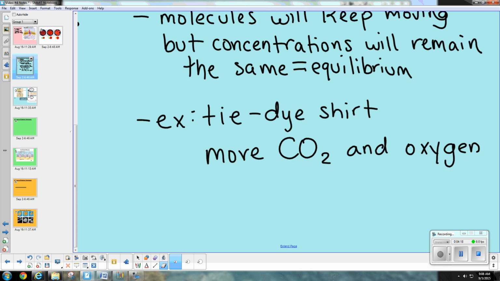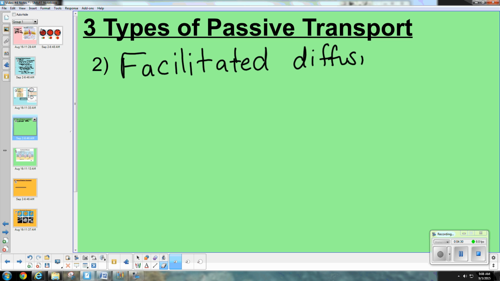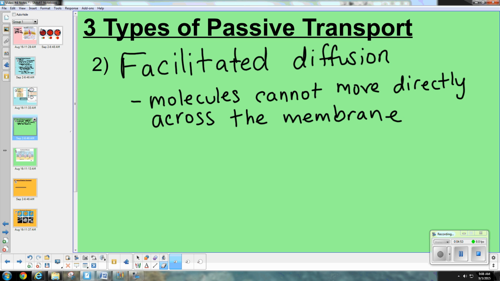Now, a second type of passive transport is known as facilitated diffusion. Now, it's very similar to the process we just went through, except facilitated means there needs to be a helper. It means that these molecules cannot move directly across the membrane. So instead of just simply slipping through the membrane, they need a helper.